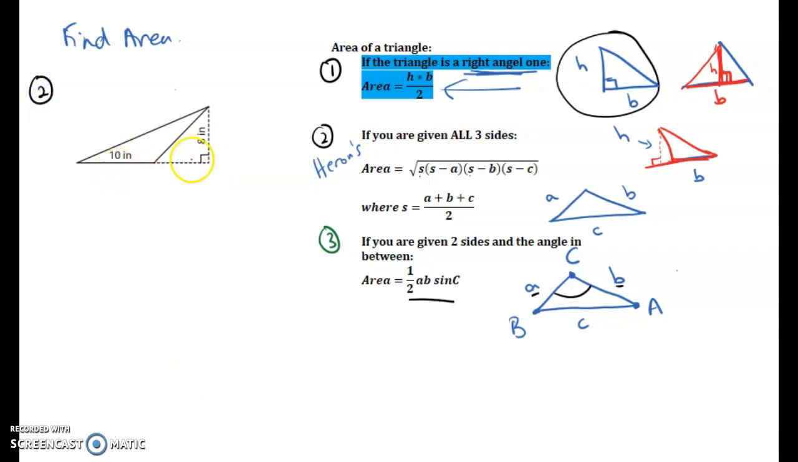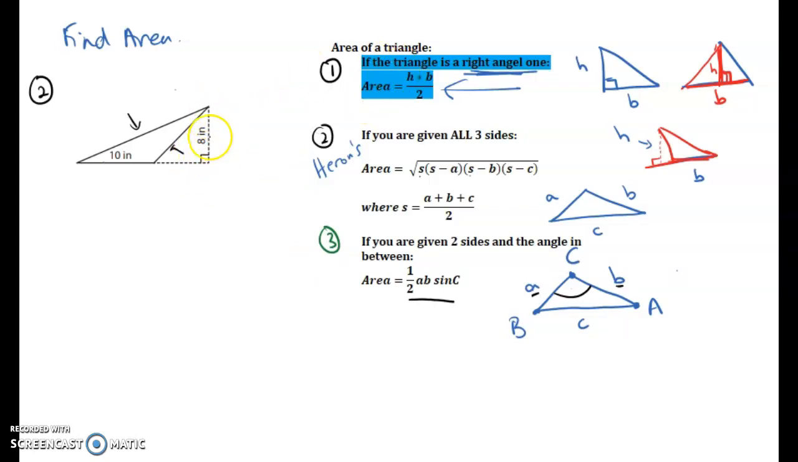Again, which triangle category would this fall under? The first one, the second one, or the third one? I don't have all 3 sides. I don't have the distance here, no here, right? But I only have down here is 10 inches, right? So I can't use Heron's formula, and I can't use this other formula here that involves trigs because I have no angle in between. So what I'm left to use is the right angle formula.